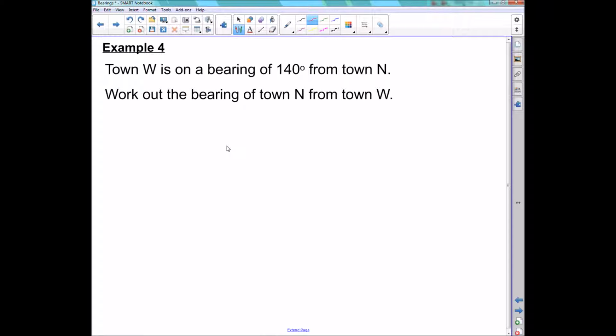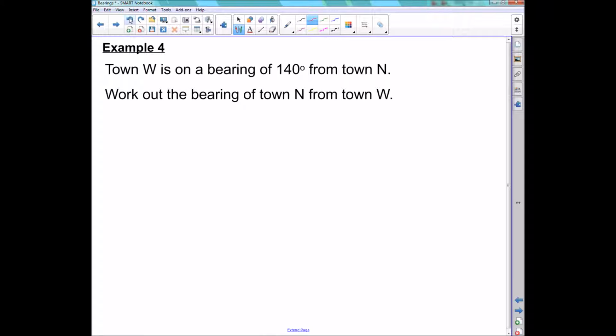So this last example is again a classic bearings question that they could ask you on your GCSE paper. Now this one's a little bit different from the ones we've done before because it doesn't actually involve using a protractor and ruler, although you can answer it using protractors and rulers, but there is a quicker way just using our knowledge of angles. So the question reads, town W is on a bearing of 140 degrees from town N, and now I want to work out the bearing of town N from town W.